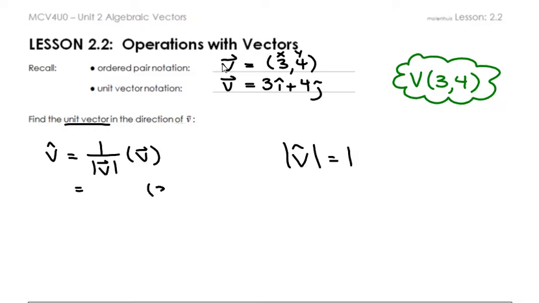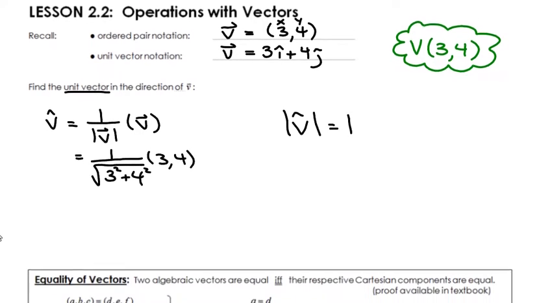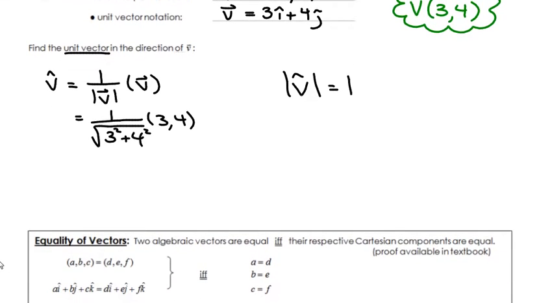Okay, so that's 3 and 4, that was your vector v. 1 over, now to find the magnitude, you take each of your components, so your 3 and your 4, you add them together after you square them. Basically taking the Pythagorean theorem of each of your components. Let's move this so I have a little bit more space. Okay, so 3 squared plus 4 squared, that should give you 25. Square root of 25 is 5. So I get 5 in the denominator, and then I still have to multiply that vector.